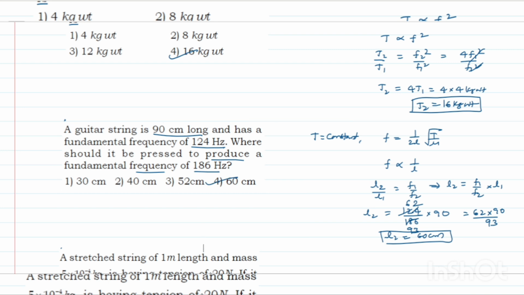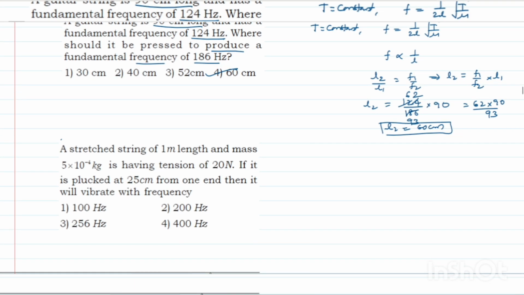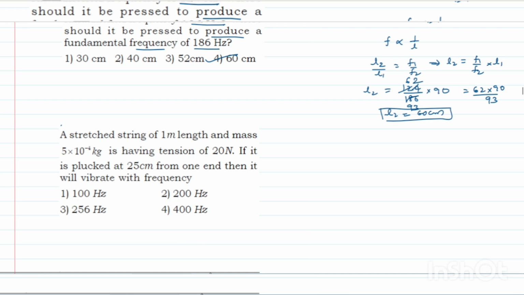Let us see the next question. A stretched string of length 1 meter, and its mass is given as 5 into 10 power minus 4 kg, has a tension of 20 newtons. If it is plucked at 25 centimeter from one end, what will be its frequency, they are asking.